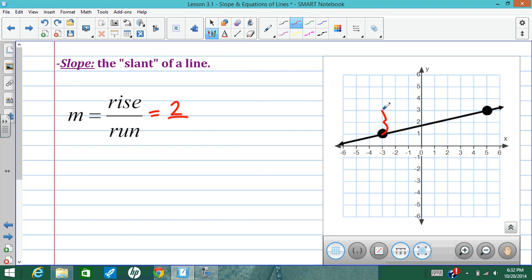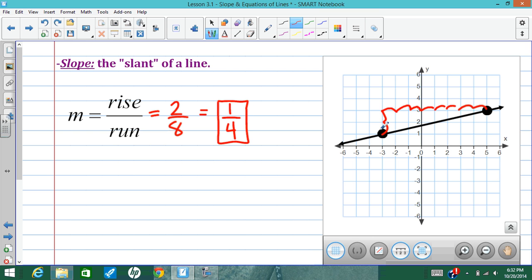And then I'll count over. I'll start at the leftmost point. 1, 2, 3, 4, 5, 6, 7, 8. That's my run. Since I went up, up is positive, down is negative. And I went to the right, right is positive, to the left is negative. And I can simplify this to be 1 over 4. So the slope of that line over there is 1 over 4.